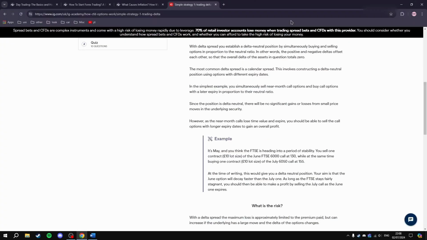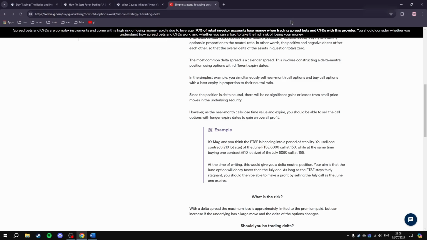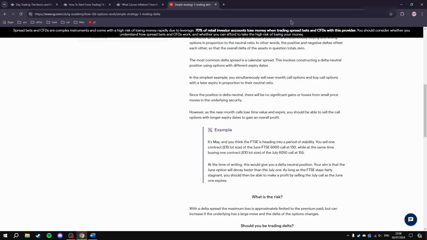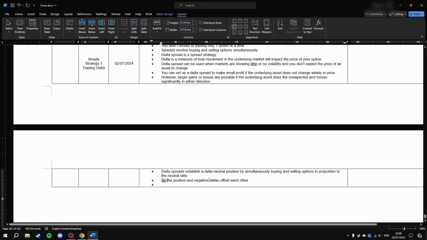Not ration, ratio. In other words, the positive and negative deltas offset each other, so that the overall delta of the asset in question totals 0.